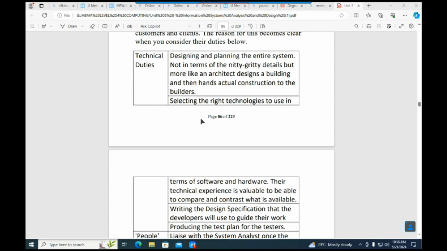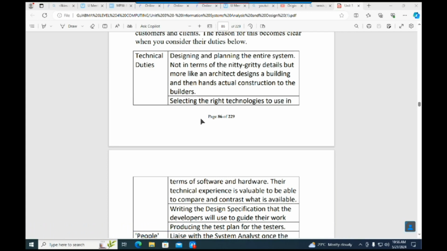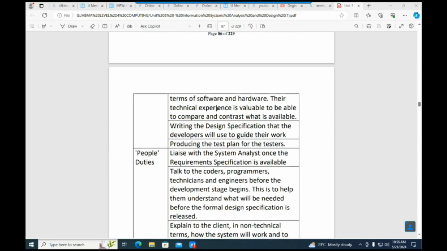Under technical duties, he should also be able to select the right technologies for use, the right software and the right hardware that are going to be used. Because of those two reasons, it should be somebody who has valuable experience in hardware and software tools, to be able to compare and bring out the difference of the available tools. Number three, he is responsible for writing the design specification that will be used by the developers as it guides them throughout the work. Last but not least, he is going to produce the test plan for the testers. So those are the technical duties.